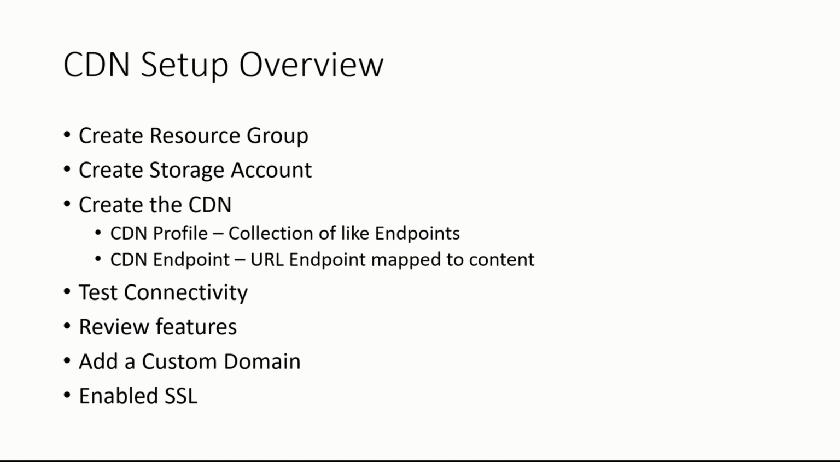Let's get started with an overview of what I'm going to cover here. First, we're going to create a resource group and a storage account. I'll probably create that in one step just because it's easier. And then I'm going to go on to create the CDN. Creating the CDN consists of two steps.